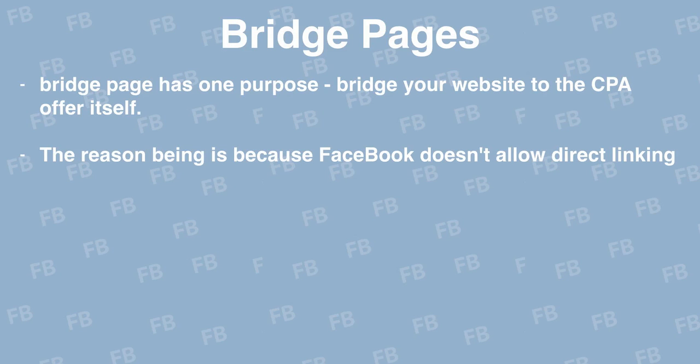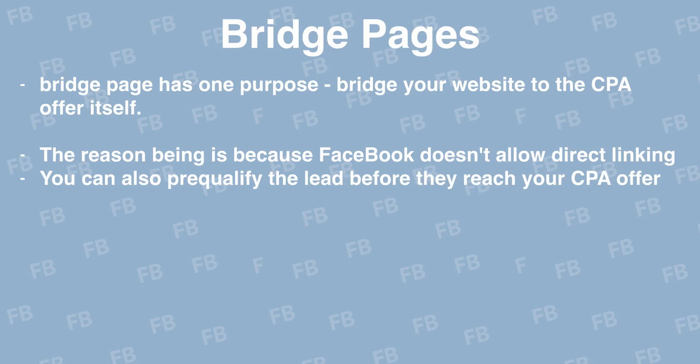When creating a bridge page, your bridge will be from your website to the CPA offer itself. So here it is, ready? You get the click from Facebook, and then they're taken to your bridge page. Now your bridge page bridges the click, okay? So it takes the click and brings them to a CPA offer. The bridge is your actual page. Very simple concept here. The reason being is because Facebook doesn't allow direct linking, obviously, and you can also pre-qualify the lead before they reach your CPA offer. And you can do a lot of other things as well.